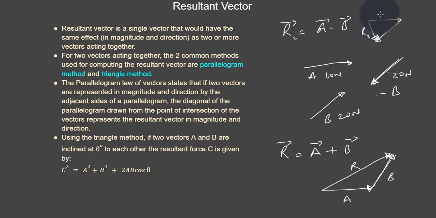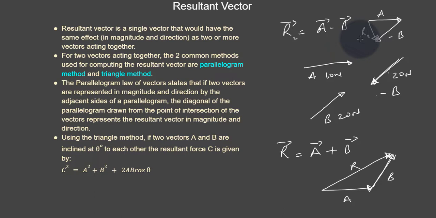So this is A, this is minus B, and this is the resultant vector. So this is basically how you draw two or more vectors acting together. Now that we've sorted this out, let's talk about how we actually calculate the resultant vector.